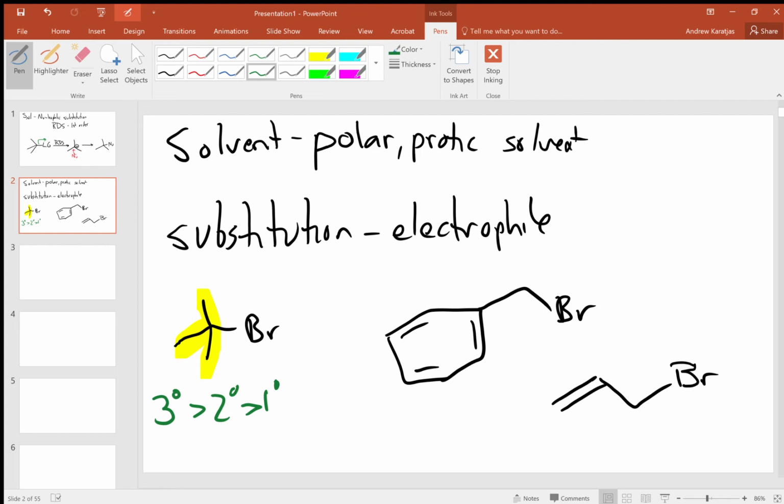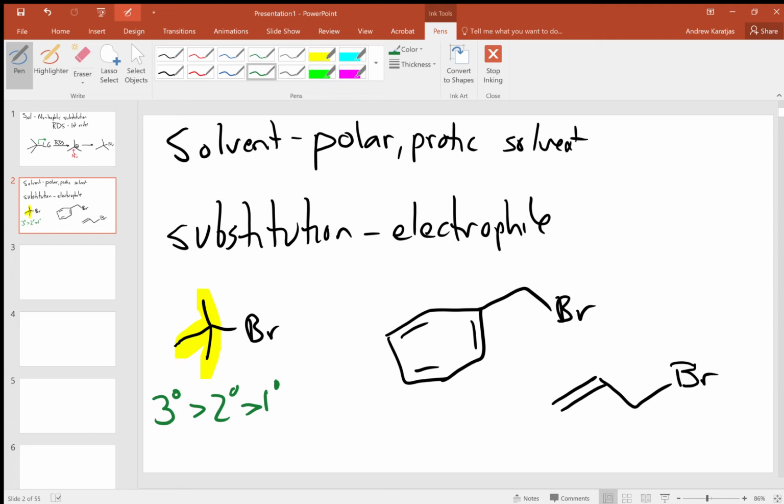But for the two compounds on the right, in those cases we get resonance involved in stabilization of the carbocation, and those work quite well also. So the main thing we're looking for in an SN1 reaction is groups that help to stabilize the carbocation.